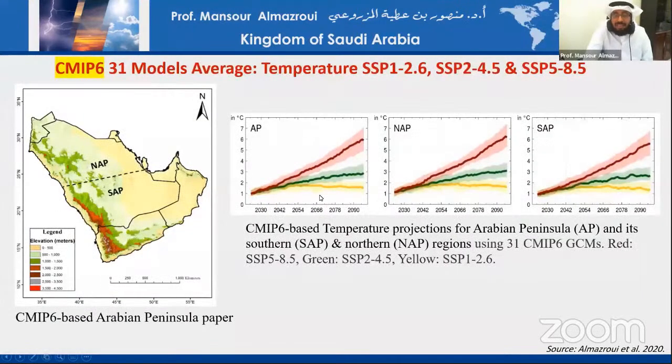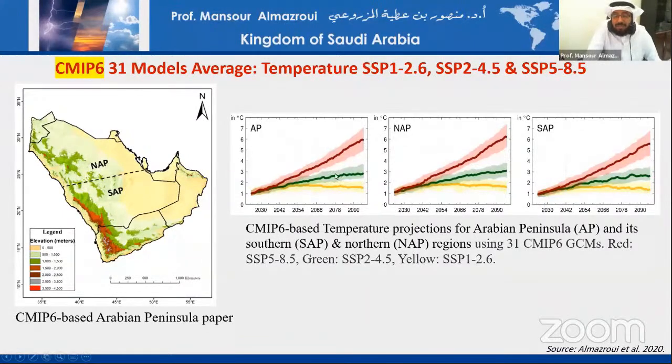And this is the Arabian Peninsula temperature, also using 3 scenarios. This is the new paper, which was published in 2020, so you can read it actually. This is published in Earth System and Environment. This is a new journal, which is published by King Abdulaziz University and Springer. So you can see that the scenarios, particularly the higher scenario, are predicting a very sharp increase of temperature.